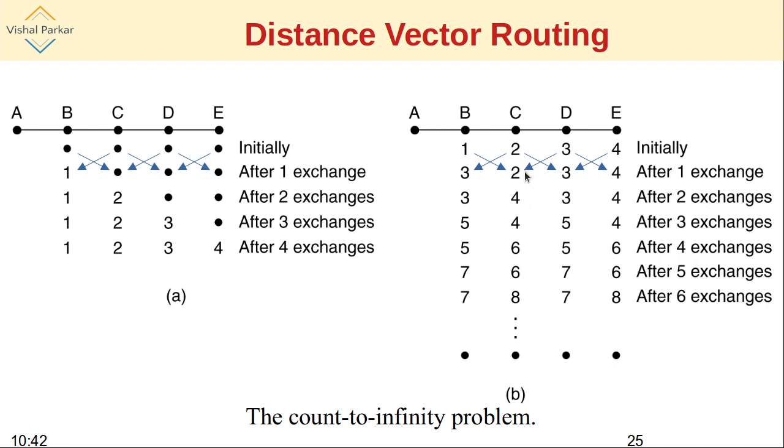Now for D, what happens? It has got the old values only. So it was initially having 2 and 4. The same values are there after 2 exchanges. So no changes there with D, and similarly for E. In the next exchange, after the third exchange, what happens?